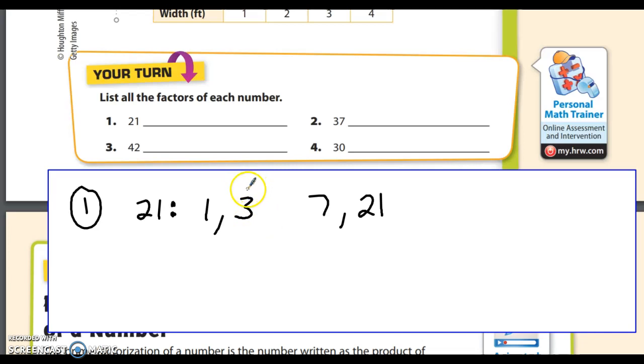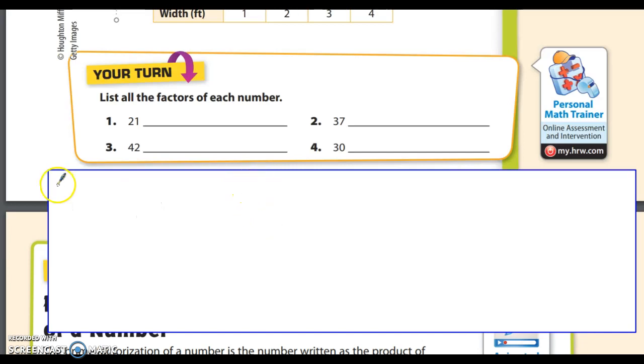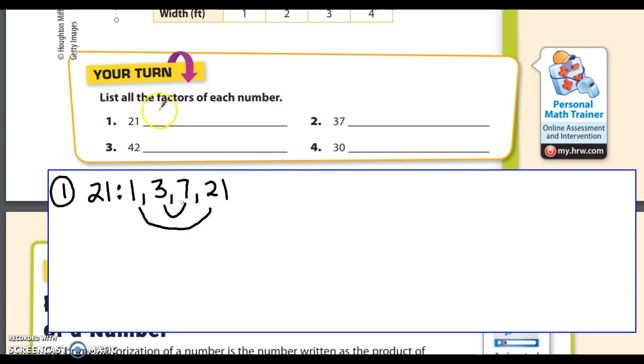If I use my rainbow method, I could check here. I think what I'm going to do actually is rewrite this smaller so I can try to fit them all on here. The factors of 21 include 1, 3, 7, and 21. And if I use some kind of a rainbow method here, I could do it upside down. 1 times 21 is 21, and 3 times 7 is 21. And I can't think of any other numbers that divide into 21, which means I got them all. 1, 3, 7, and 21.